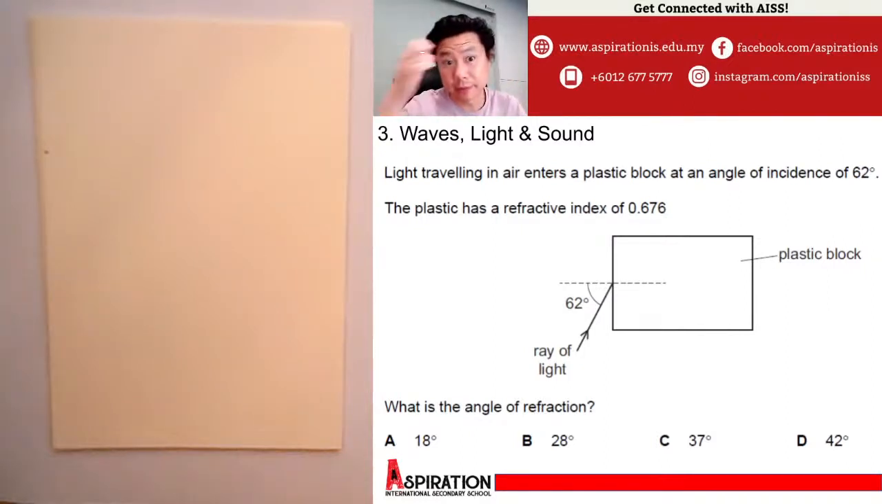Okay. So what is strange about this question is that the refractive index is less than 1. Alright? It's less than 1. So what should we do here?